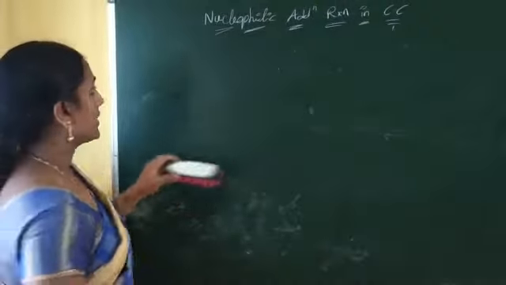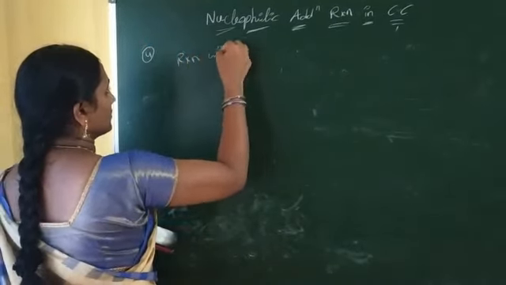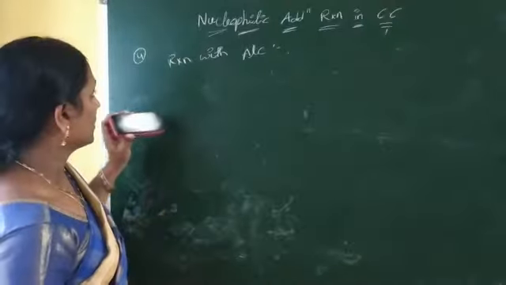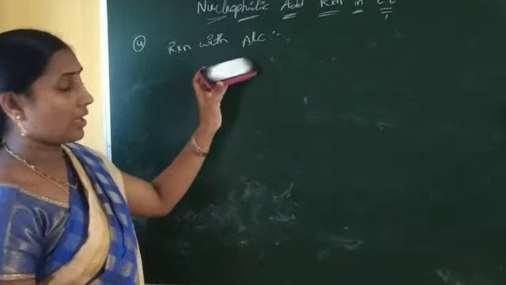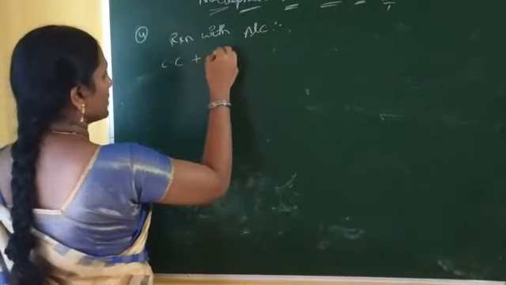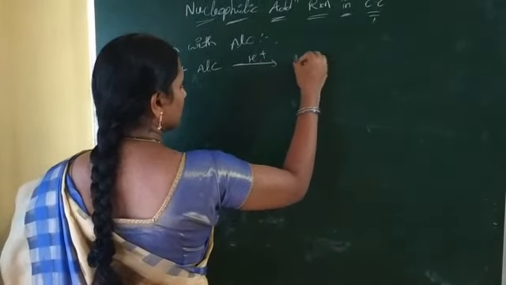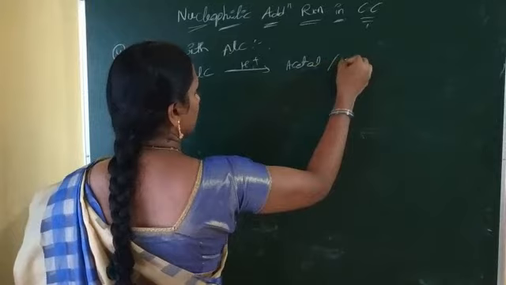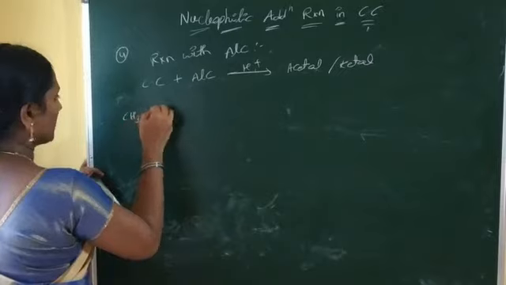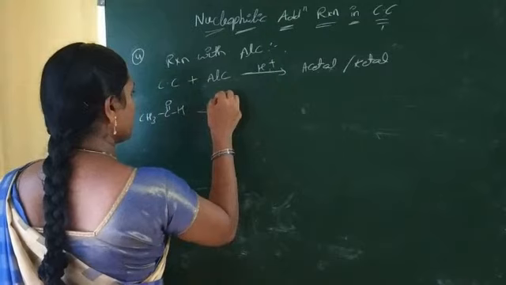Another nucleophilic addition reaction, that is the fourth nucleophilic addition reaction, is reaction with alcohol. Reaction with alcohols. A carbonyl compound is treated with alcohol in acidic medium to form acetal or ketal. For acetal formation, you take acetaldehyde. The acetaldehyde is treated in acidic medium.